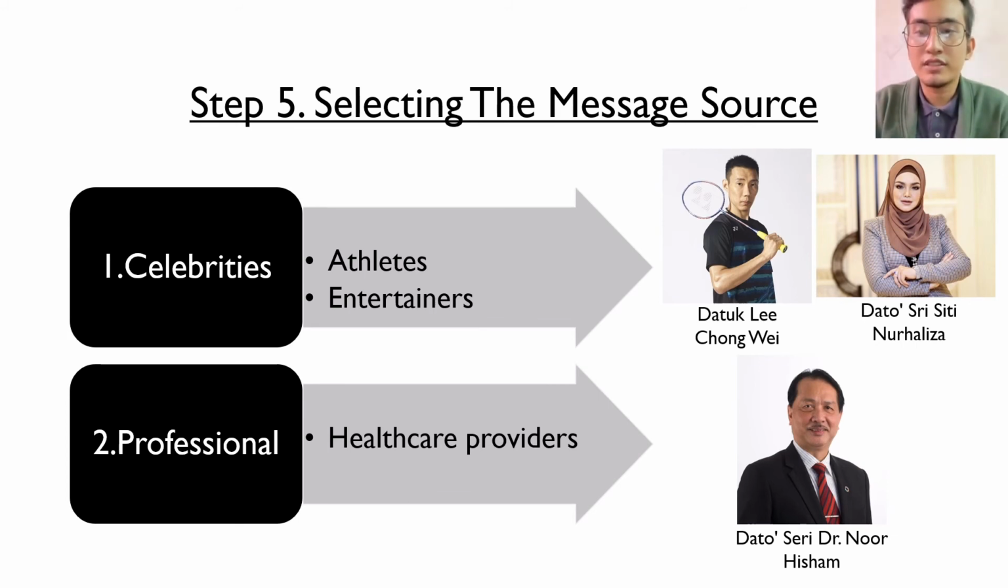So we move to the second one, which is professional. Like Datuk Seri Dr. Noor Hisham, who is our Minister of Health. I will use another example: Cybill Shepherd was used to sell beef, but it backfired. Garner successfully had quintuple bypass surgery, and Shepherd proclaimed she was a vegetarian.